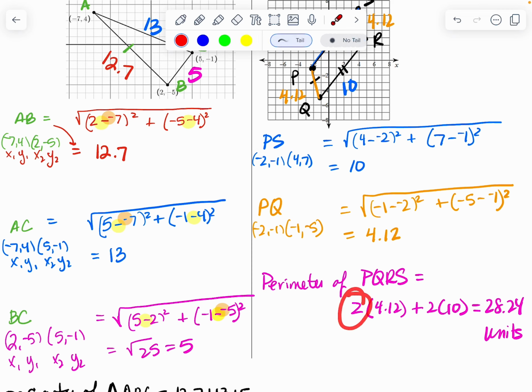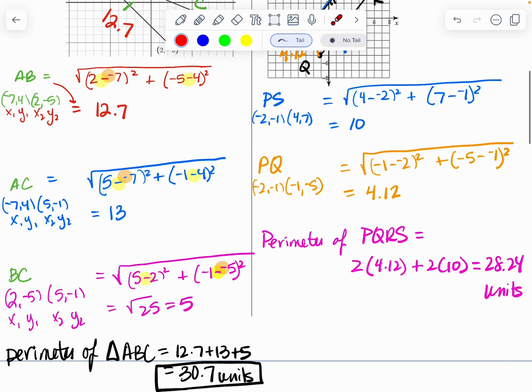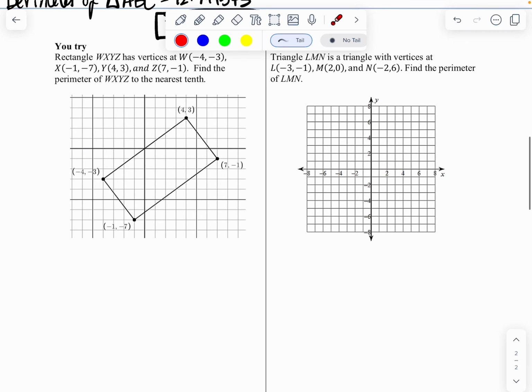Now, why did I say 2 here? Because there are 2 sides that I know are congruent, and there are 2 lengths that are 10. But that's it. So the only additional step that you're doing is that you are finding multiple sides in one question, and then adding the sides together. So let's look at it again.